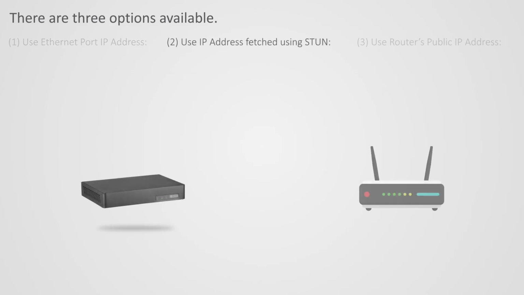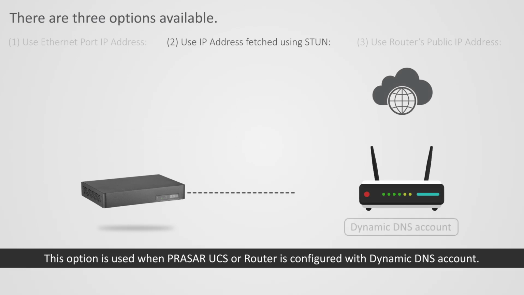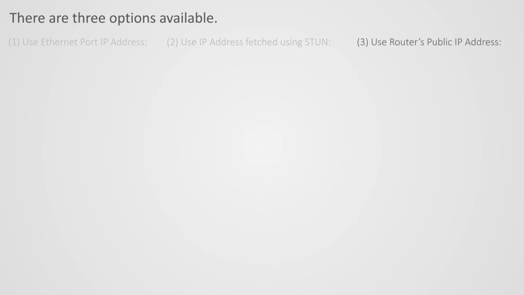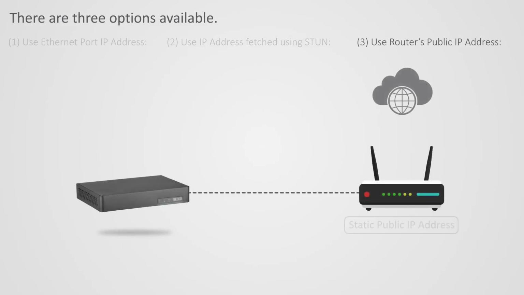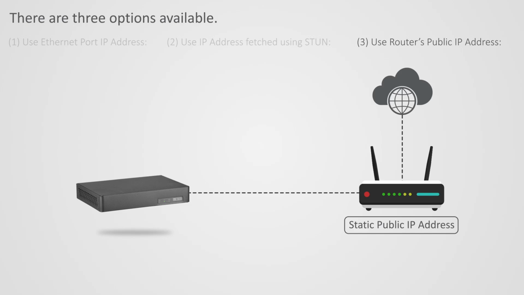Use IP address fetched using STUN. This option is used when PRASAR UCS or router is configured with dynamic DNS account. Use router's public IP address. This option is used when PRASAR UCS is kept behind net and router is configured with static public IP address.